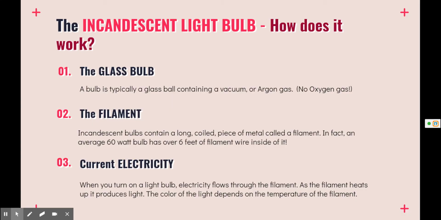Current electricity. When you turn on a light bulb, electricity flows through the filament. As the filament heats up, it produces light. The color of the light produced depends on the temperature of the filament.